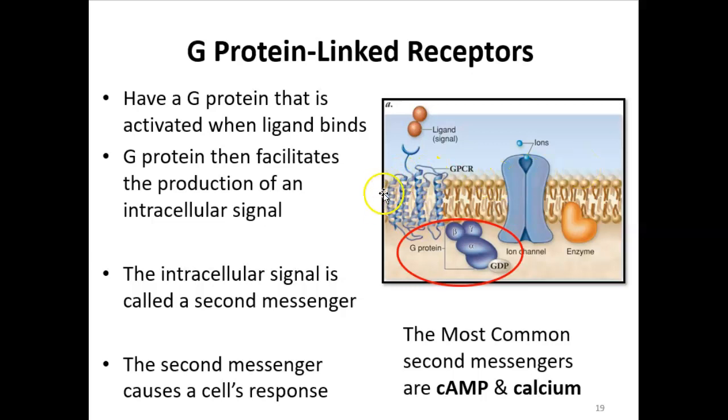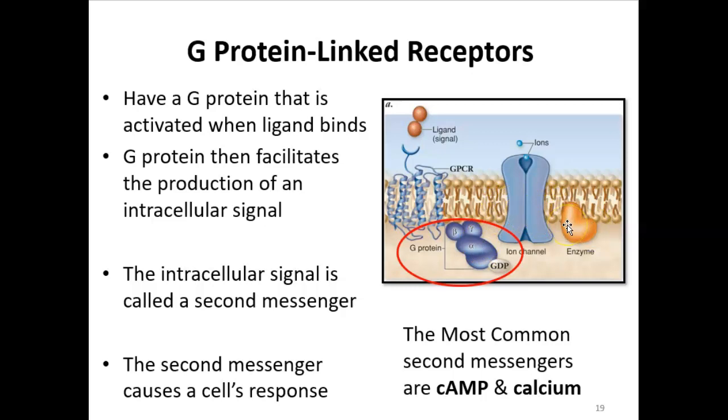The receptor is this ribbon that's winding through the membrane. The ligand are the two red balls. The G protein is this clump of globular proteins that becomes activated when the ligand binds. When this G protein becomes activated, it will facilitate the production of an intracellular signal by acting on neighboring proteins.